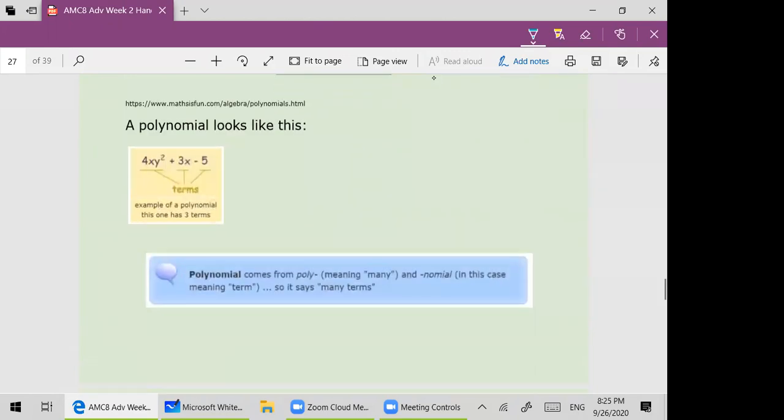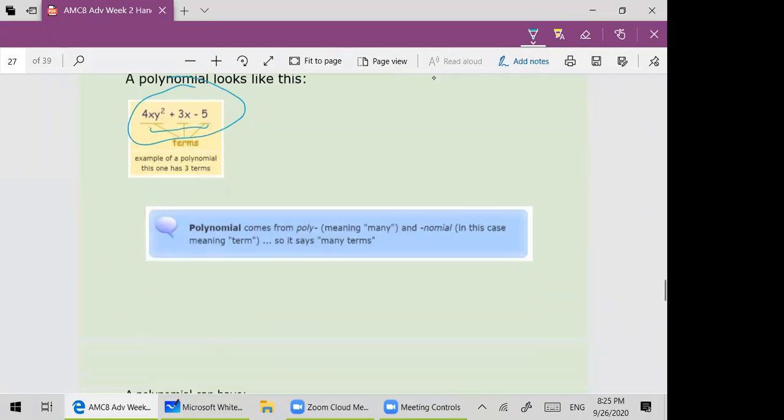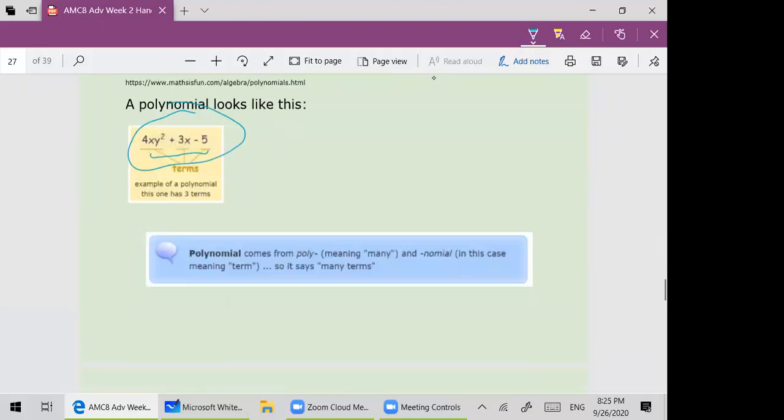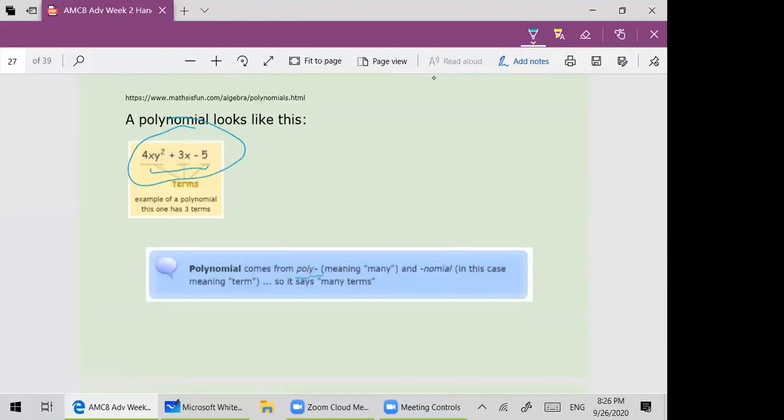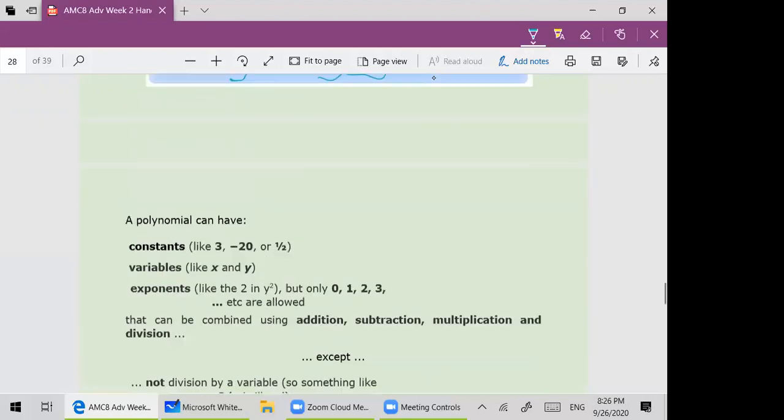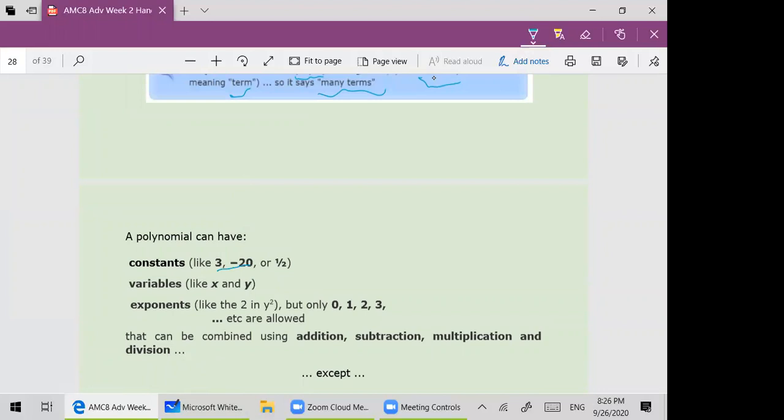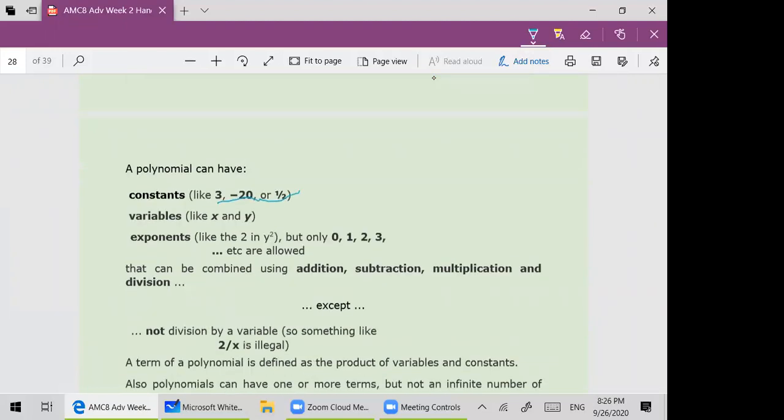Okay, on to polynomials. So this is what a polynomial looks like. This one has three terms. The word polynomial comes from the root poly, meaning many, and nomial, which means term in this case, so it means many terms. A polynomial can have constants such as 3, negative 20, or 1 half, variables such as x and y, and exponents such as the 2 in y squared. But you can only have the exponents of 0, 1, 2, 3, 4, etc.